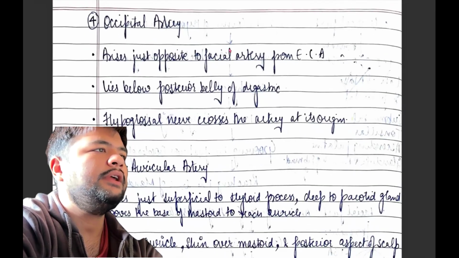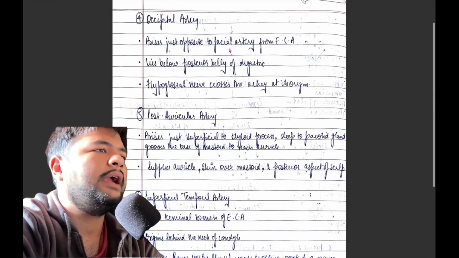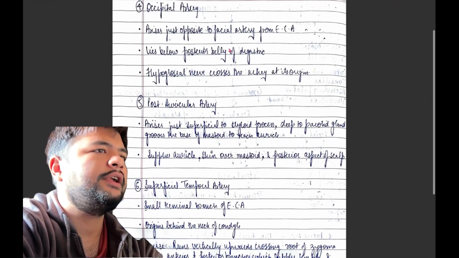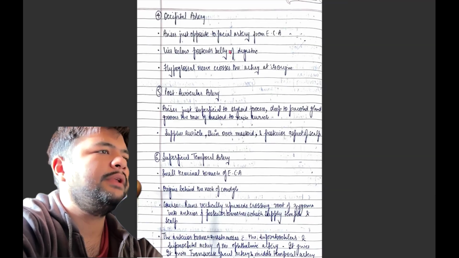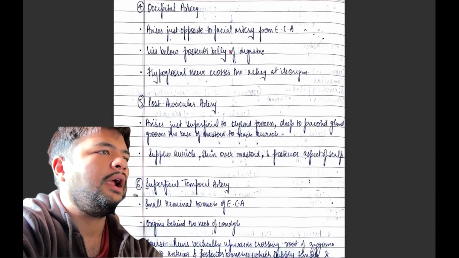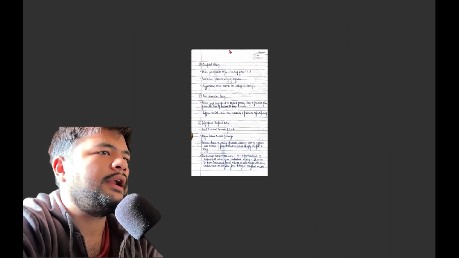So we will be studying the occipital artery now. The occipital artery arises just opposite to the facial artery from the external carotid artery. It lies below the posterior belly of the digastric, and the hypoglossal nerve crosses the artery at its origin.